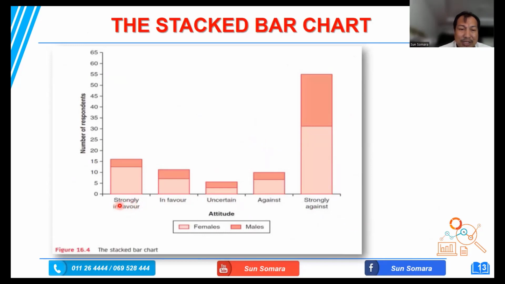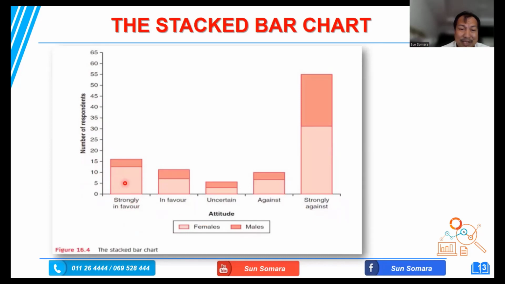Okay, so this part just shows the scale, from strongly in favor, in favor, to disfavor or strongly disfavor. So this is just showing the number of respondents here. This is about the favor.